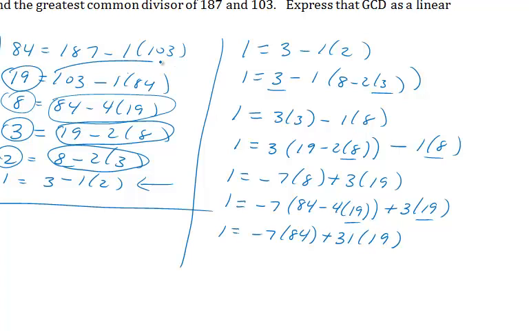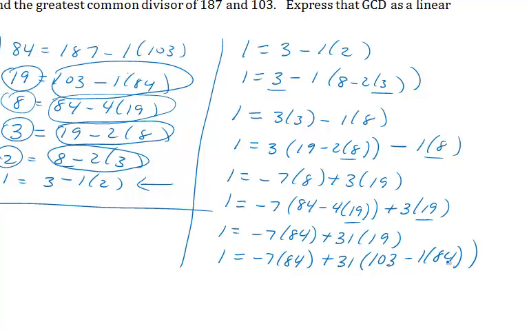2 more to go. We got 19. We're going to replace it with that expression there. So I got 1 equals negative 7 times 84 plus 31 times, new name for 19 is 103 minus 1 times 84. Okay. So we've got 84 and 84. We're going to combine those terms. We've got negative 7 of them minus 31 more. So negative 7 minus 31 is negative 38 times 84.